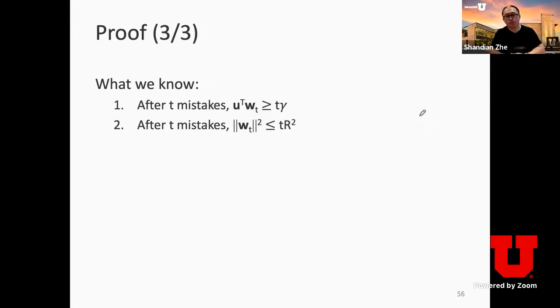So in step 1 and step 2, we have shown two inequalities. The first inequality is that after T mistakes, the inner product between the separating weight vector U and the current weight vector WT is lower bounded by T times the margin of U, which is T gamma. And the second claim we have observed is that after T mistakes, we can upper bound the square norm of the current weight vector by T times big R squared.